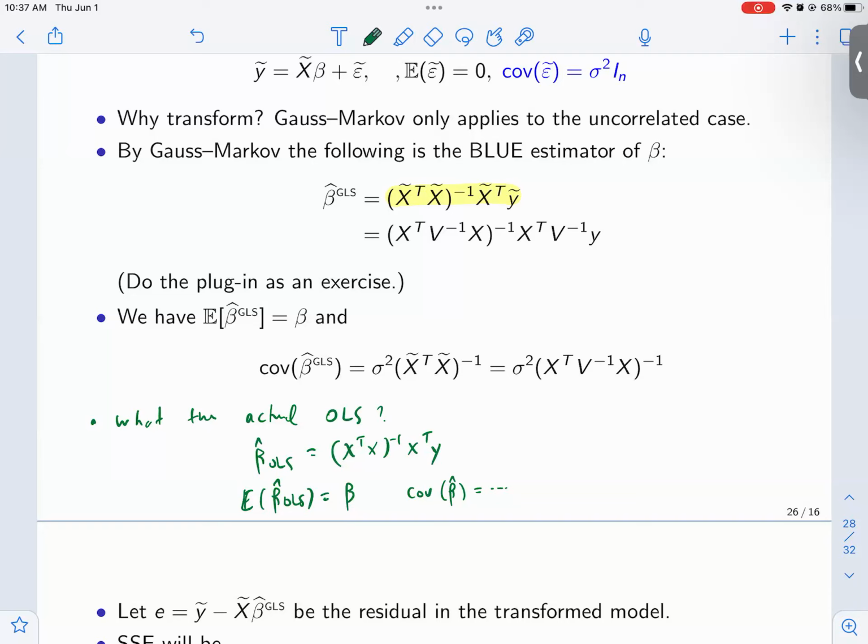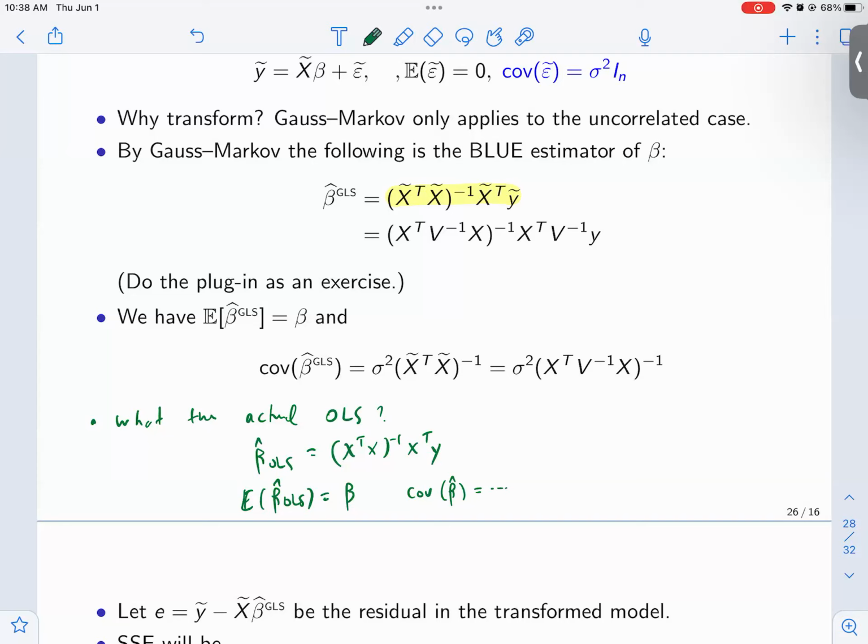The key is that this is not the best unbiased estimator in this case, because this is not the OLS in the transform model. This GLS estimator will have the smallest variance now, because it is the OLS in the case where the variances are unequal. So if you compare the variances of the OLS estimator with this one, the variances of this would be smaller.